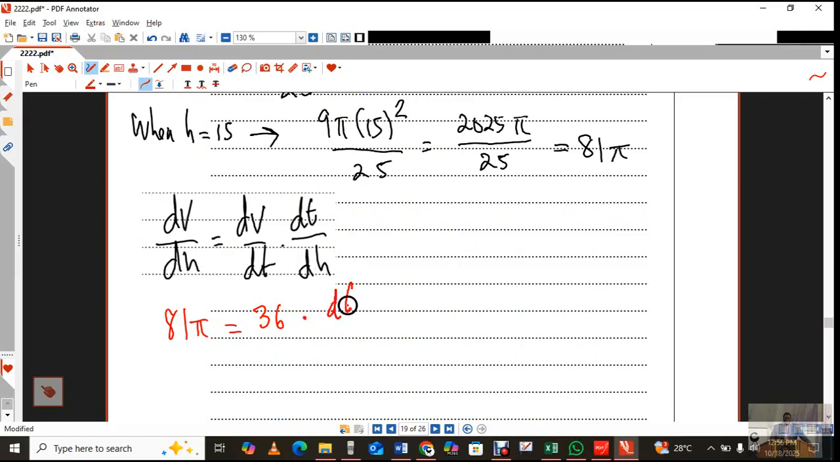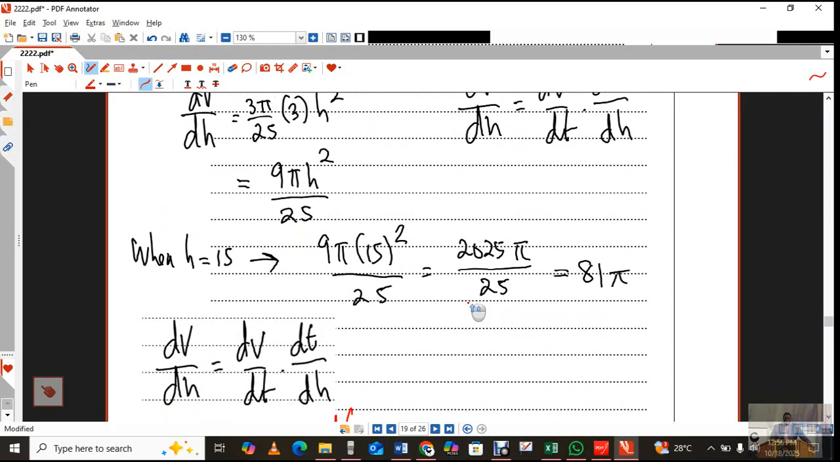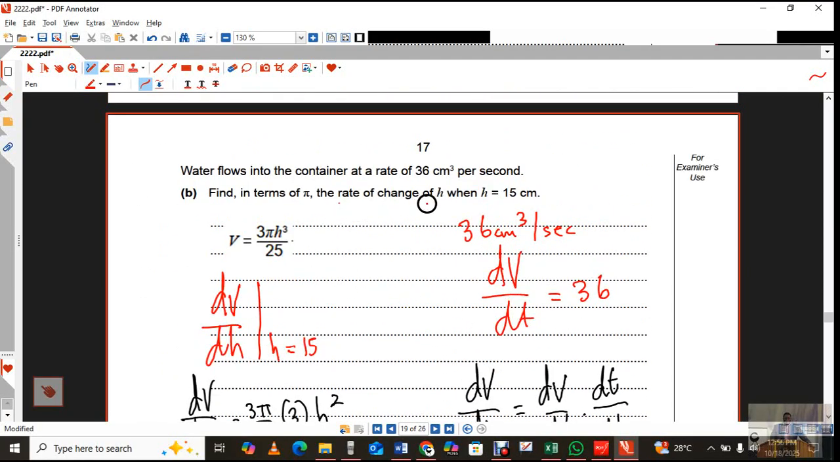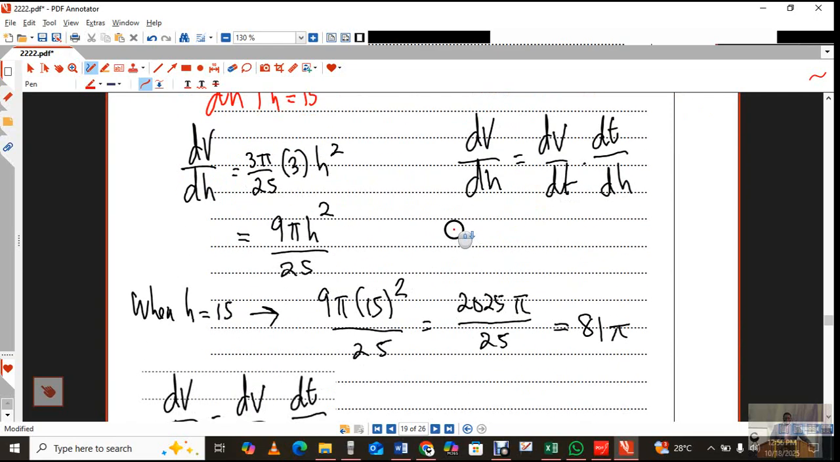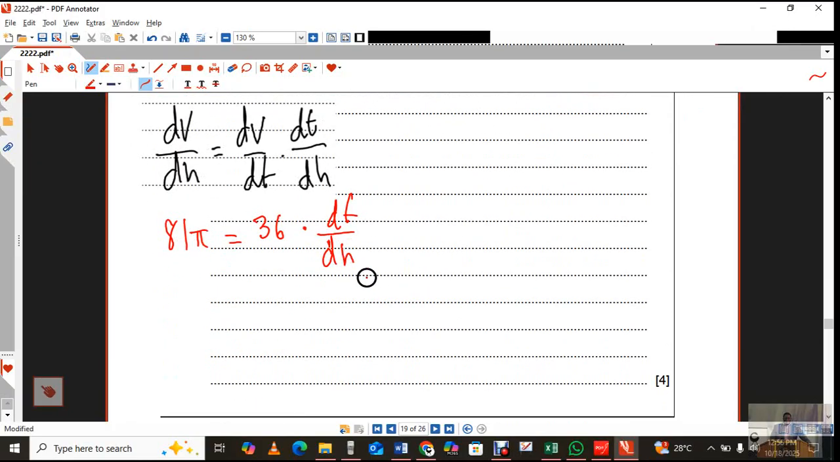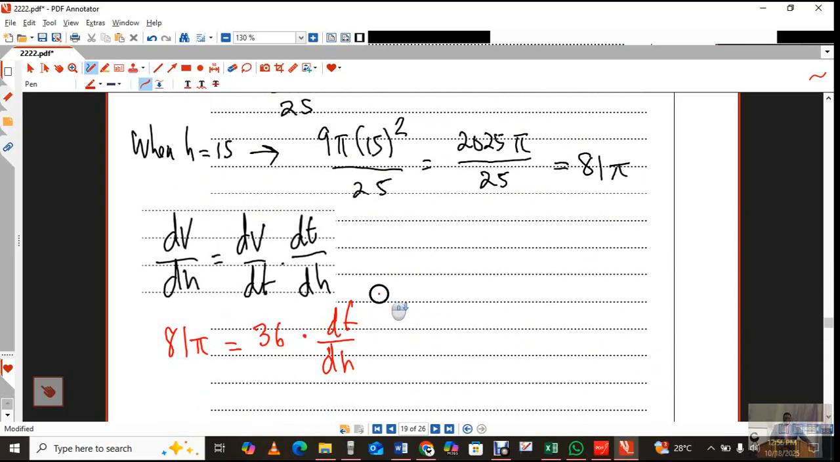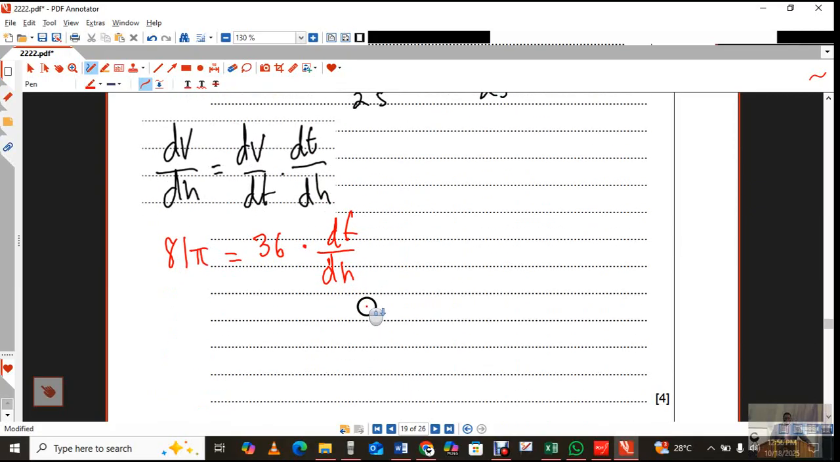Do we have dt/dH? No. We are supposed to calculate dt/dH. They're asking, find in terms of pi the rate of change of h. That is what we are looking for, the rate of change of h. So we need to find, from the diagram we have over here, dt/dH, and it's so easy. You just take 81 pi and divide that by 36. So dt/dH is 81 pi divided by 36.